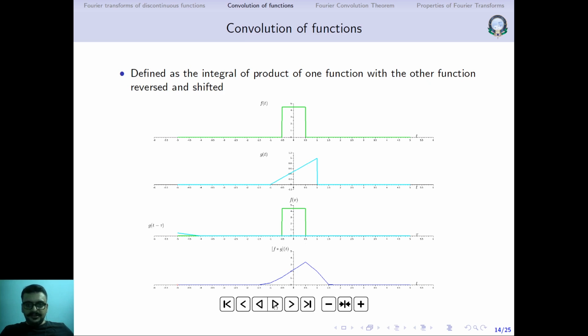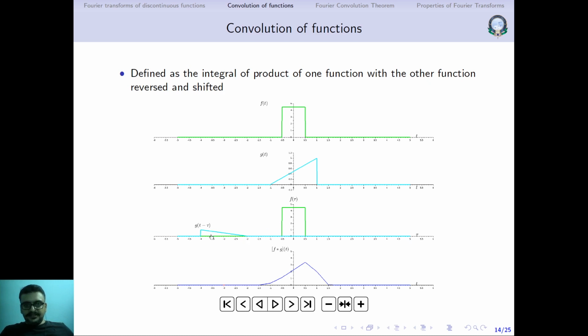This is an animation which I have prepared using Scilab, so I'll show it to you. Let me go one step at a time. Okay, let me pause it here. You see what's happening here. This is the function g. What we do is we reverse it. Here it had a positive slope, here I make it a negative slope.